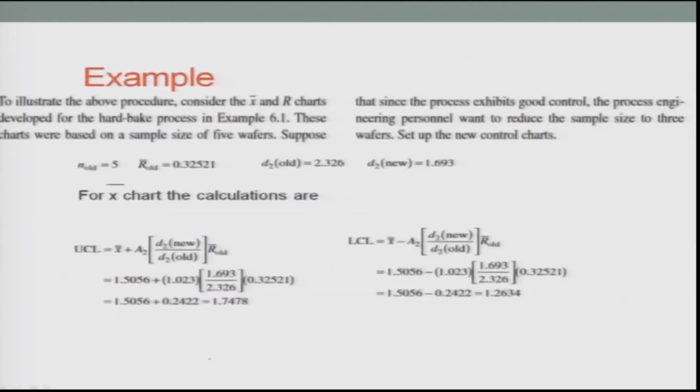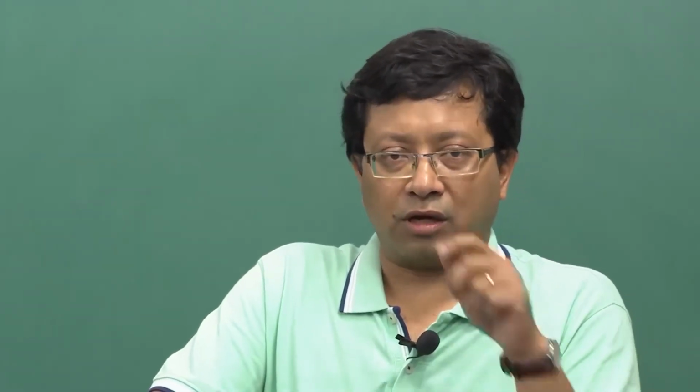To illustrate the above procedure, consider the X bar and R charts developed for the hard bake process, which was in example 6.1. Again, I request all of you to have a look at this book. This is a fantastic book, Montgomery. It may be a little in depth, but it will give you a huge amount of information on how you can use control charts for statistical process control and understanding total quality management.